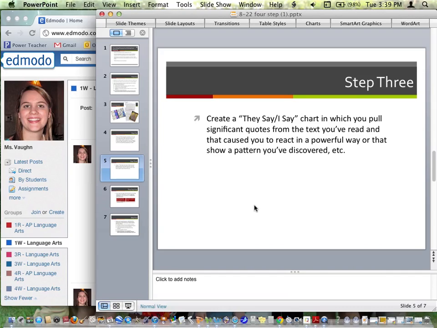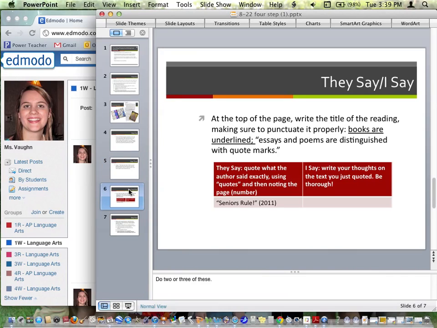Now this article only has 1 page, and you'll find that number at the bottom of the paper, but other articles will have several pages. So make sure you get in the habit of putting that page number after the quotes, because when we write about these coming up, you'll have to put that page number when you quote the text. Your They Say, I Say chart looks something like this.